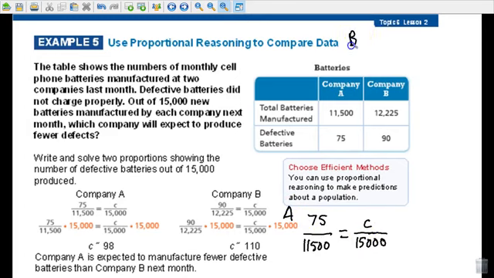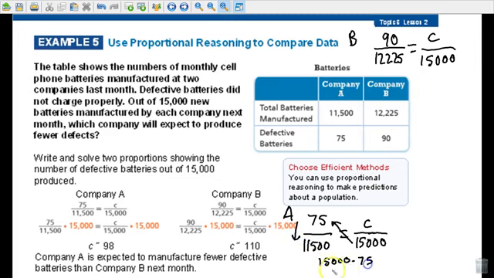Company B will do up here. So company B had 90 defective batteries out of 12,225 batteries. Okay? So that equals the same variable over the same amount next month. They're both putting out 15,000 batteries, and it's going to be equal. Okay? So let's do A first. We do 15,000 times 75 divided by 11,500.